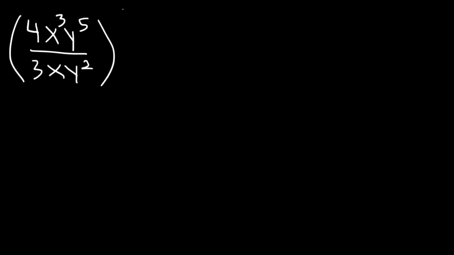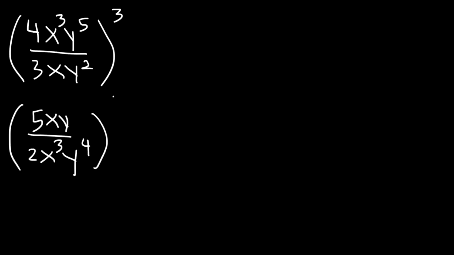Now we still have a few more problems to go over. Let's try 4x cubed y to the 5th power divided by 3xy squared, all raised to the 3rd power. So try that one, and also try this one too. 5xy divided by 2x cubed y to the 4th raised to the 0 power, and also negative 2 xy squared raised to the 0 power.